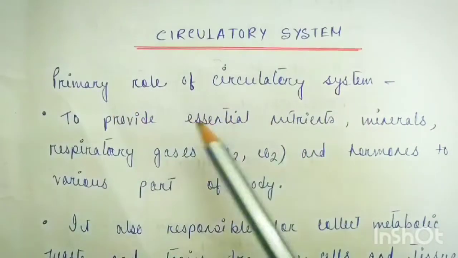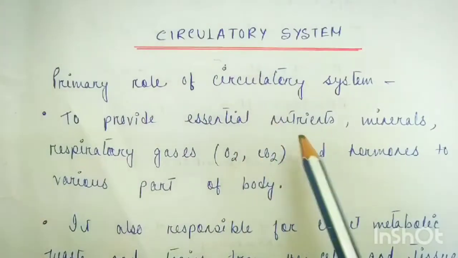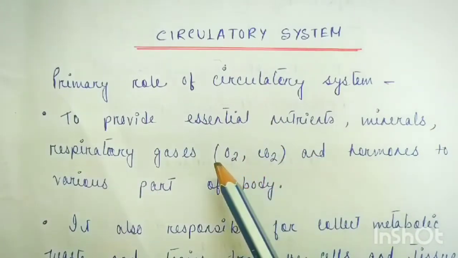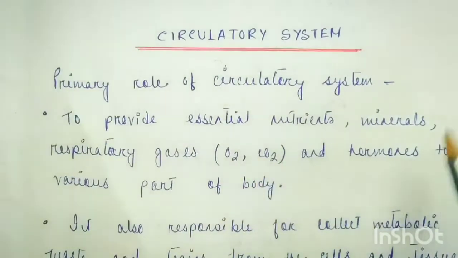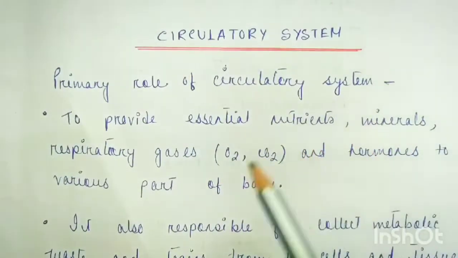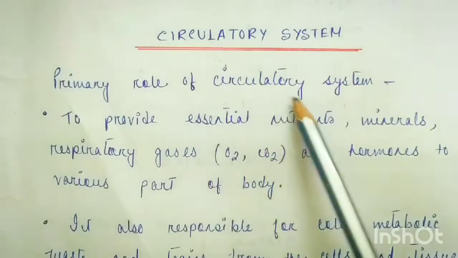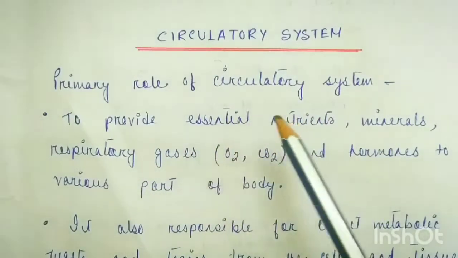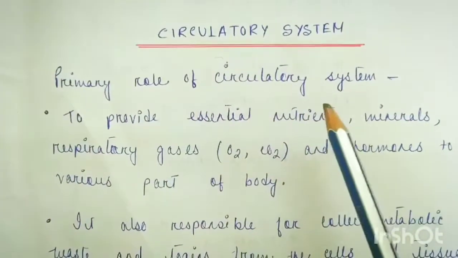It means this system distributes the different essential nutrients and gases which are essential for the survival of the body, such as oxygen, carbon dioxide, and different hormones which are required for the growth and survival of the cells. All these materials are distributed to the different organs by this circulatory system.